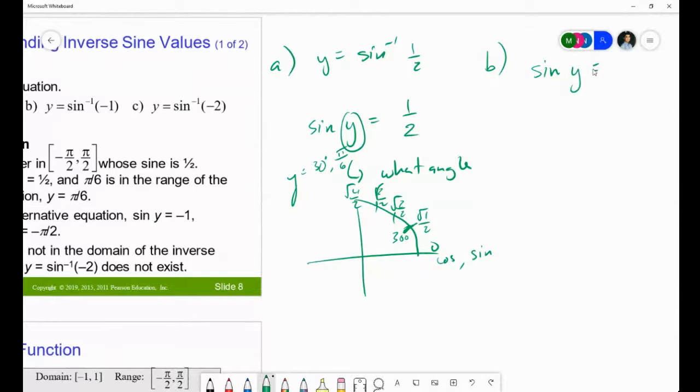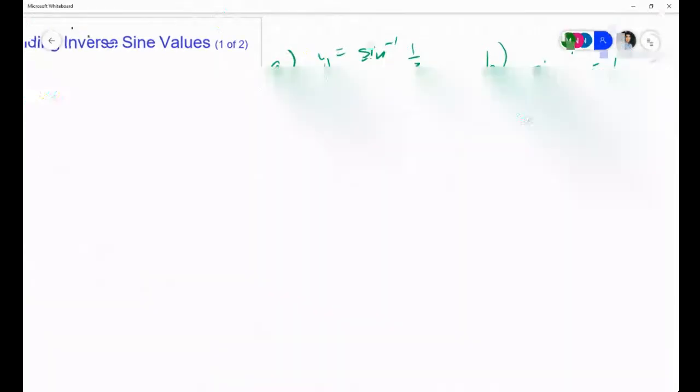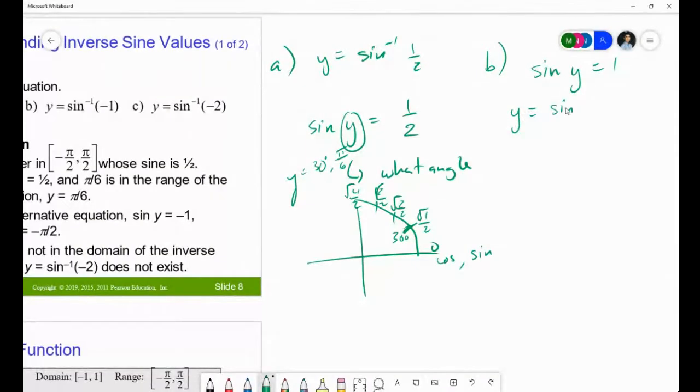So part B, sine of y equals -1, which is the same thing as saying y equals sine inverse of -1. So where is sine -1? 3 pi over 2. Thank you. So 3 pi over 2 is our angle, or 270 degrees.